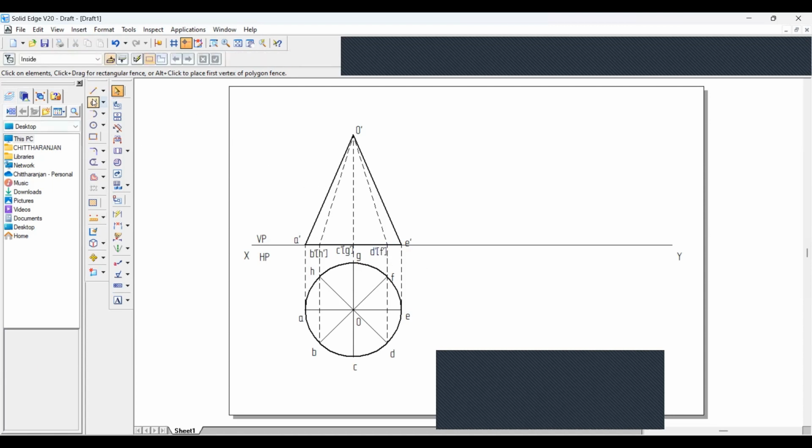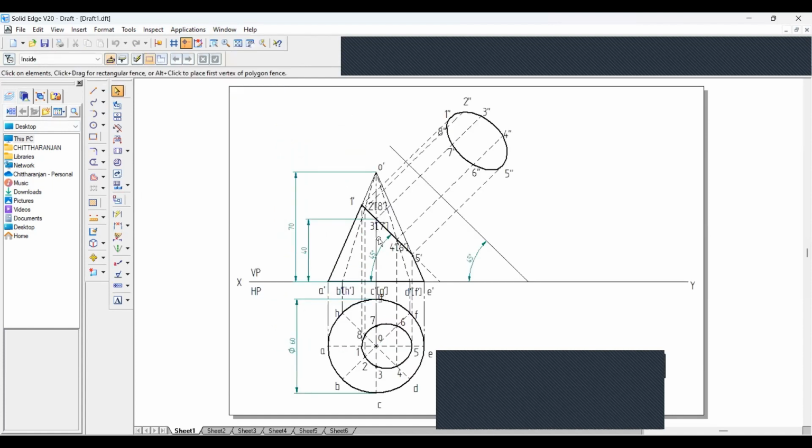And now give the dimensions. The diameter is 60, and the length of this is 70. In the question, they have given that you have to cut the cone at 40 mm with 45 degrees.